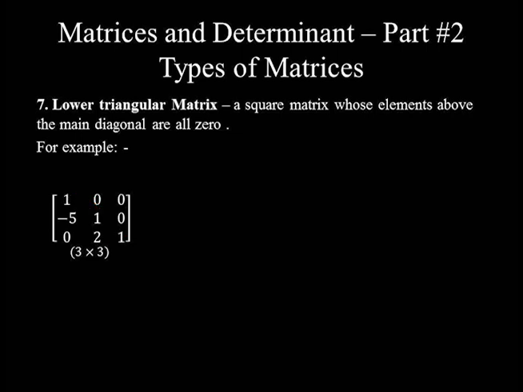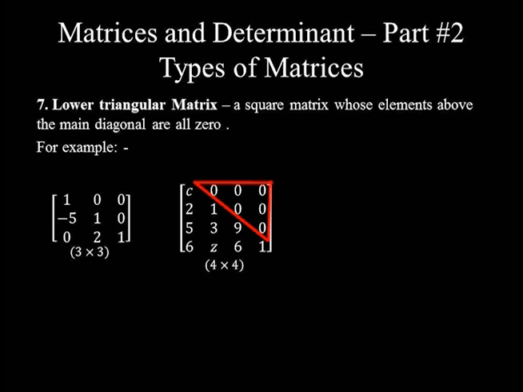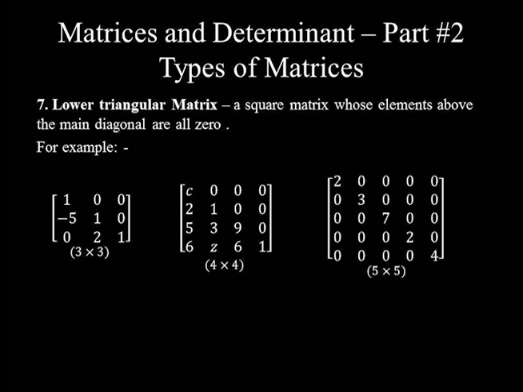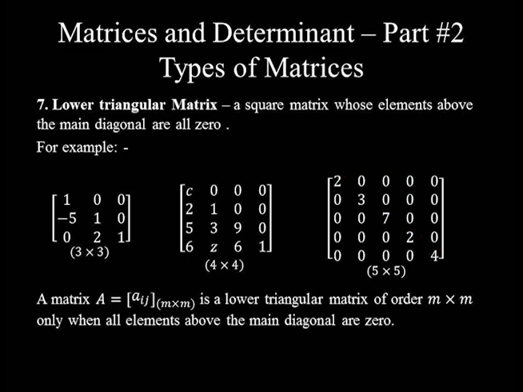The second example is this 4 by 4 matrix. As usual, our center of focus is on these 6 elements which are located above the main diagonal. They all are zeros. Hence, it's a lower triangular matrix. The third example is this 5 by 5 diagonal matrix. These 10 elements which are located above the main diagonal are all zeros. Thus, this matrix is a lower triangular matrix. In general, a matrix A equal to A sub ij is a lower triangular matrix of order m by m only when all elements above the main diagonal are 0.